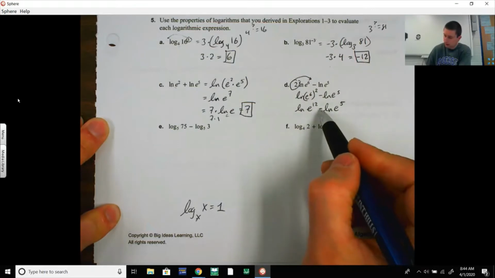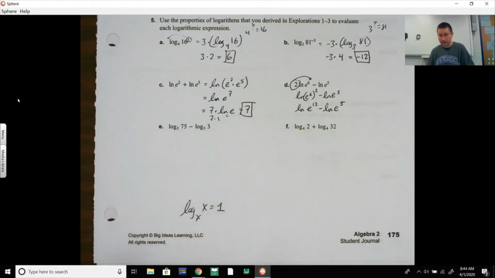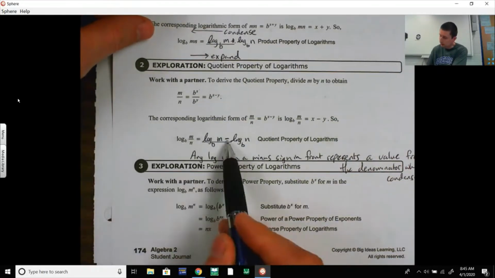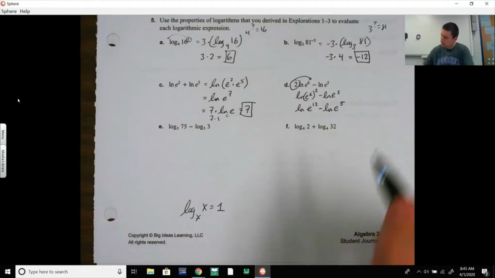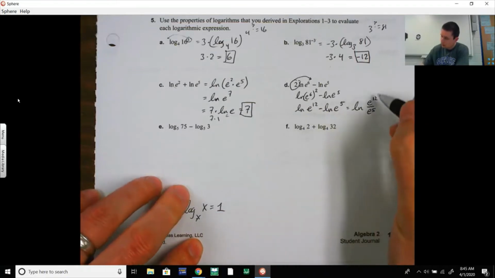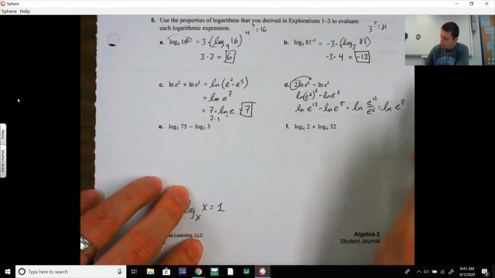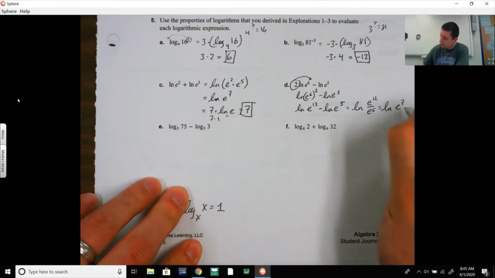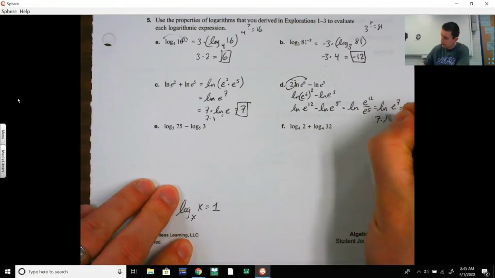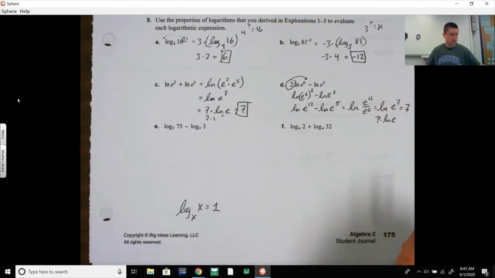Okay, this is a subtraction. Subtraction gets condensed using division. Remember, anything that follows a minus sign will go on the bottom of a fraction. This is natural log of e to the 12th over e to the 5th. You can subtract your exponents. That's natural log of e to the 7th, which we already had here, and that's going to equal 7 when we're done, because you take 7 times the natural log of e.